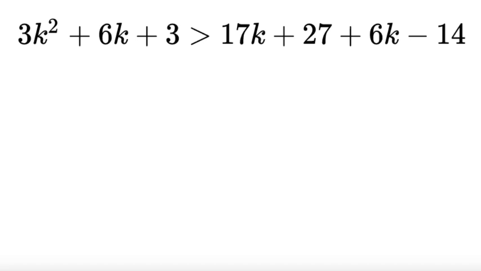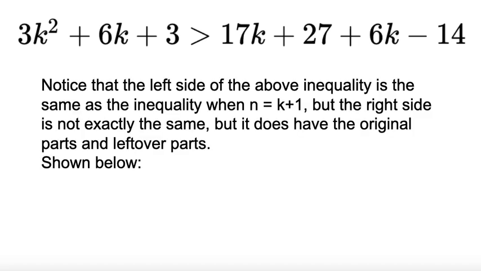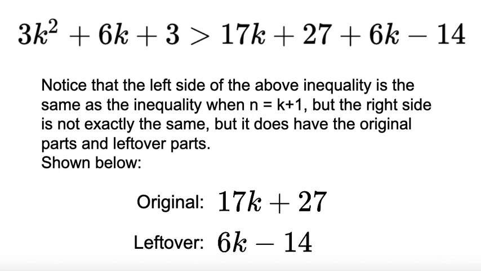The left side is equal to the left side of n equals k plus 1. Just as we have here, notice that the left side of the above inequality is the same as the inequality when n equals k plus 1. But the right side is not exactly the same, but it does have the original parts, and it has a leftover part, shown below. The original is 17k plus 27, and the leftover is 6k minus 14.